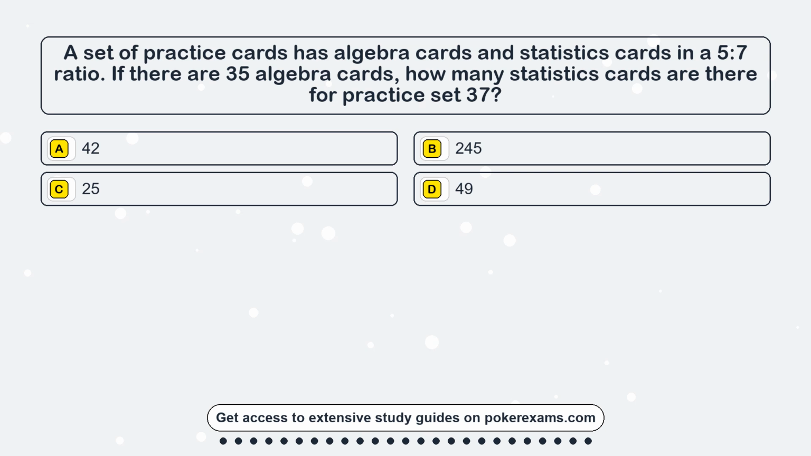Question 4. A set of practice cards has algebra cards and statistics cards in a 5:7 ratio. If there are 35 algebra cards, how many statistics cards are there for practice set 37? Option A 42. Option B 245. Option C 25. Option D 49.